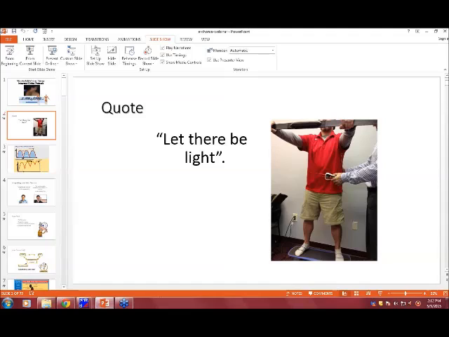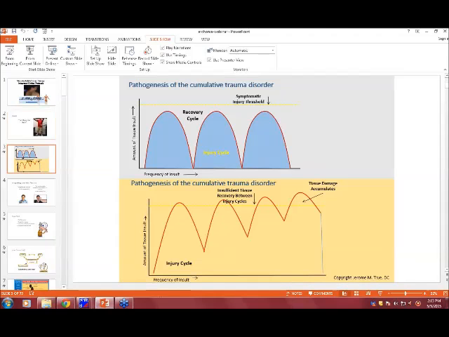The quote is very simple in there: let there be light. We used to always use light and light energy in healing 30, 40, 50, and 60 years ago, and we've gone away from it. I'm very comfortable now seeing the reintroduction of laser light therapy.